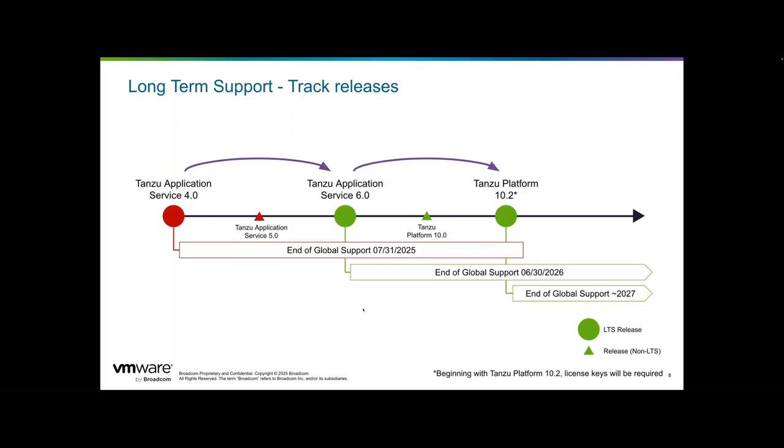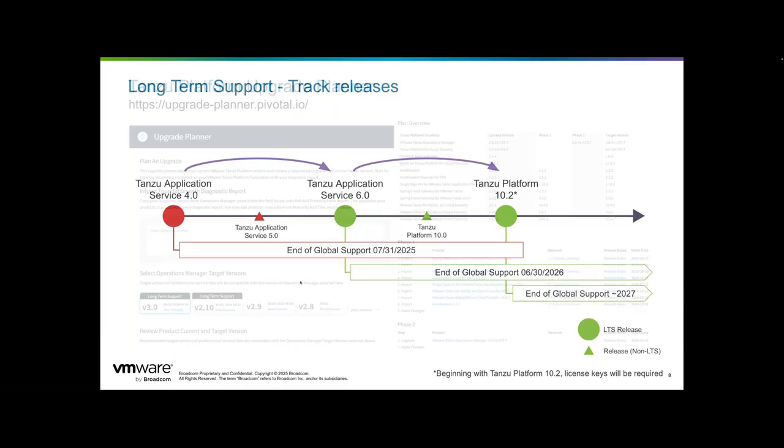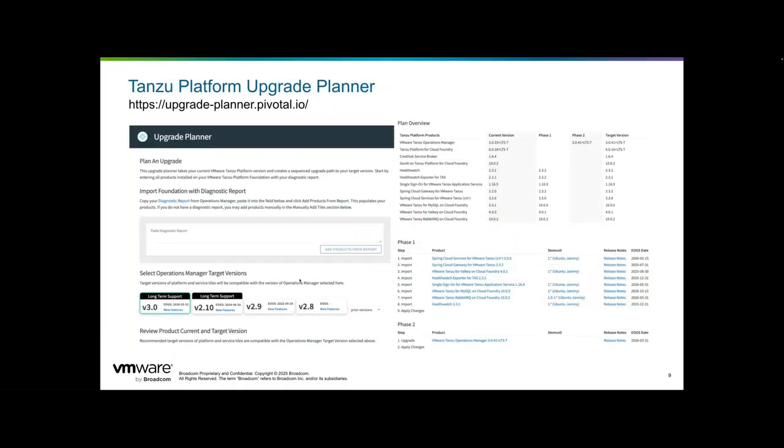So one other big piece of this is, everybody wants to know, well, how do I plan for these upgrades? How do I know what gotchas and different considerations I need to take into account? And we've got you covered here. We have our Tanzu Platform Upgrade Planner. And really the goal here, and again, if you have been with us since the Pivotal days, you will recognize the pivotal.io URL here at the top, but upgradeplanner.pivotal.io will get you access to this tool.